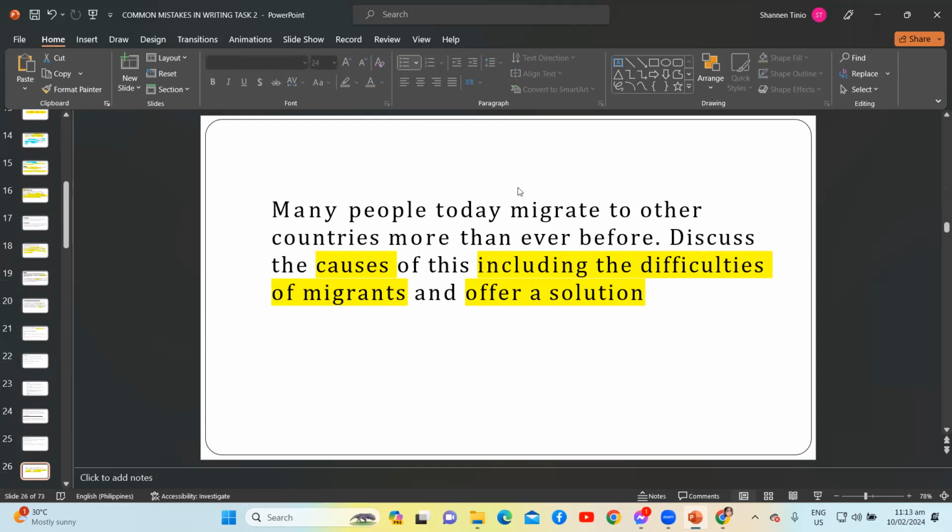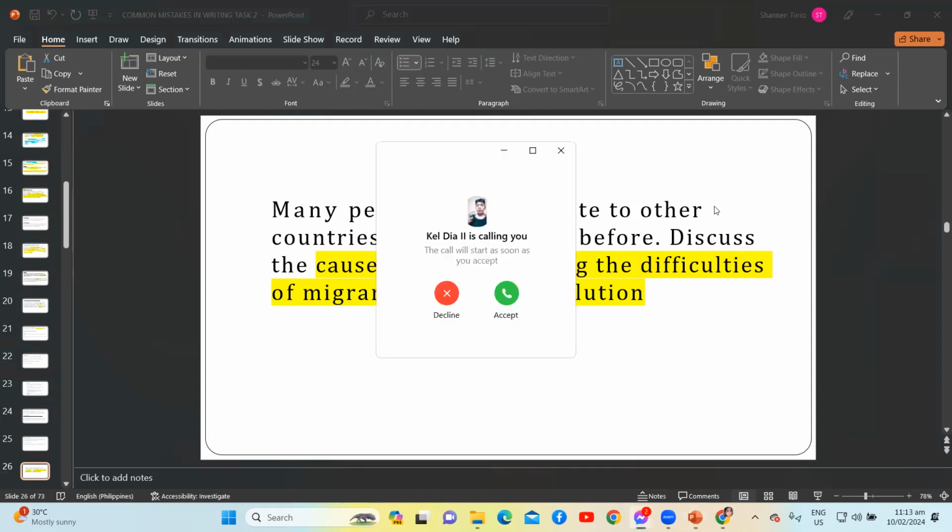Discuss the causes. Bakit daw ang maraming tao ngayon nagmamigrate sa ibang bansa? Discuss the difficulties of migrants and offer a solution. Di naman sinasabing galing-galingan mo sa solution, opinion mo nga lang yun eh. At least, you will tackle everything that was asked from you to tackle. So bakit nga ba napakaraming tao ngayon nagmamigrate sa ibang bansa? Huwag na tayong magpaligoy-ligoy pa. Ask yourself, why do you want to migrate to another country?